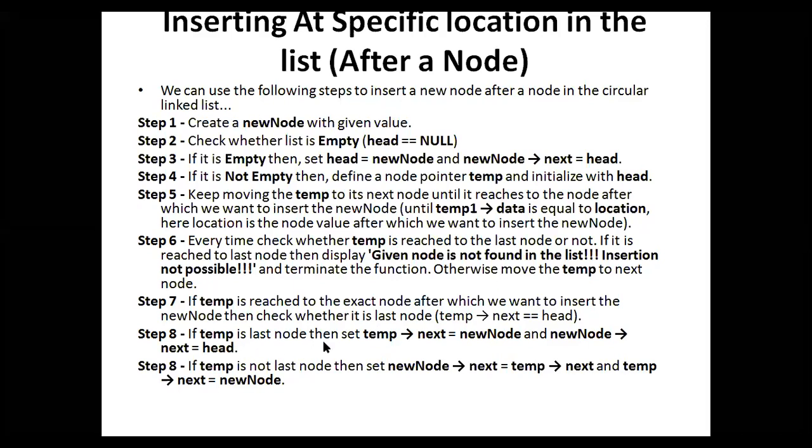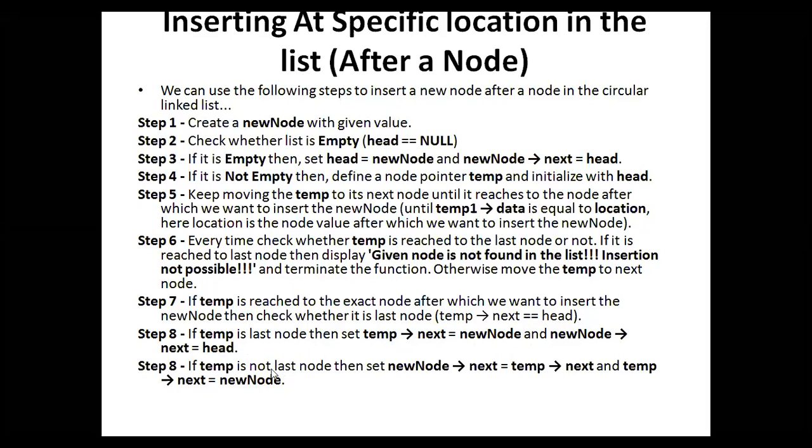If temp is the last node, then set temp tends to next equal to new node, and new node tends to next equal to head. Now understand this code. New node equal to temp tends to next. Temp tends to next is what now? 1010. Now new node is what? 1020, means 1020 will be stored in temp tends to next. So new node tends to next equal to head, 1010, will be stored in new node.